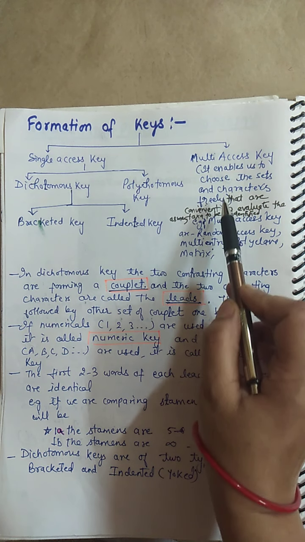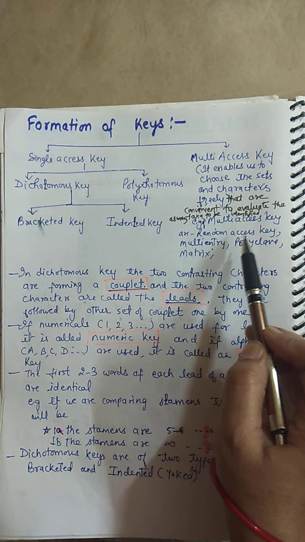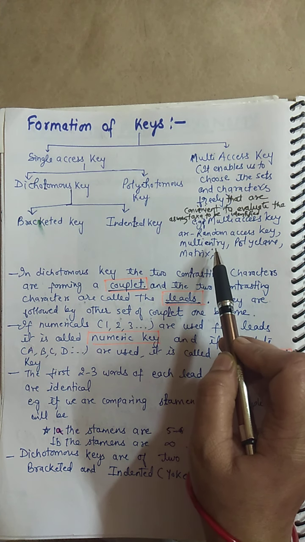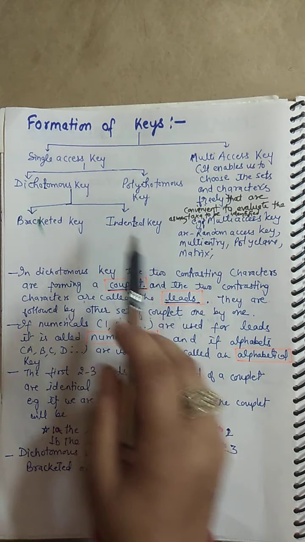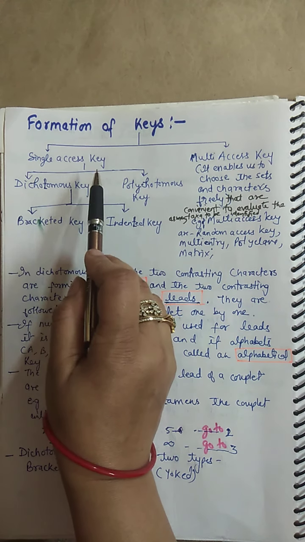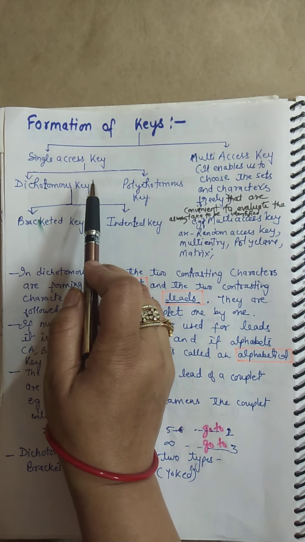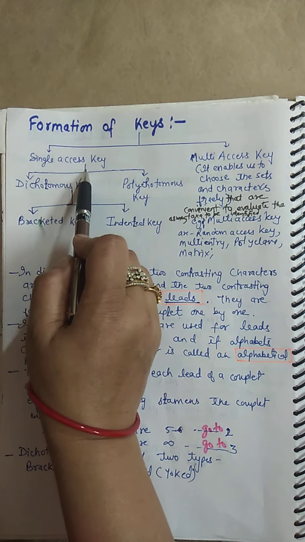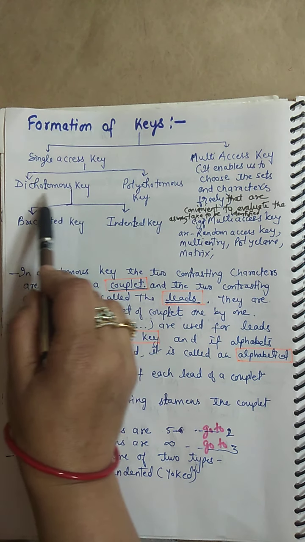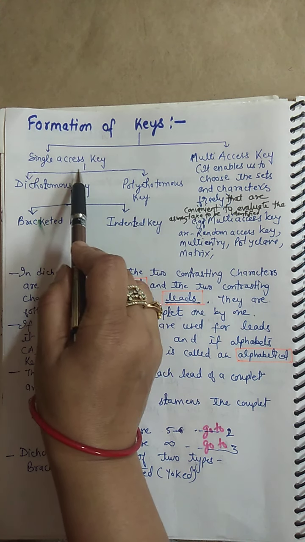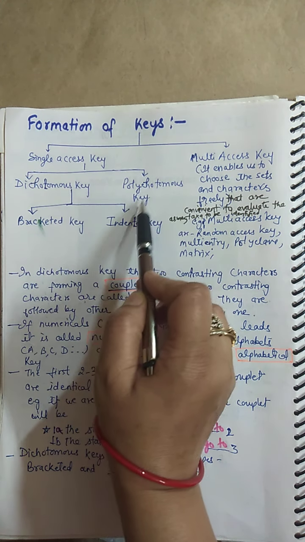First of all, we will discuss the multi-access keys. These are random access keys, multi-entry access keys, polyclaves and matrices. Now come to the single access key, where we have a few choices. If we have two choices at a time, that will form a dichotomous key, and if we have more than two choices, it will form a polychotomous key.